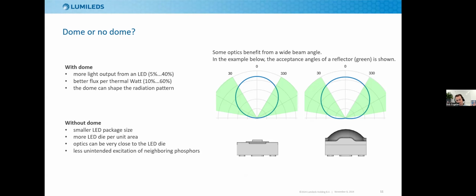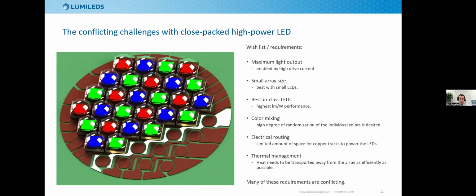So here we could not conclude. Going back to our requirements, I gave you already a flavor of the challenges we faced by deciding what is the best LED for this application. And we found that many of these requirements are conflicting. So we want to have a large LED to be more efficient. We want to have a small LED for color mixing. We want a large LED so the pads can be more easily electrically routed, but we also want the thermal management to be ideal.